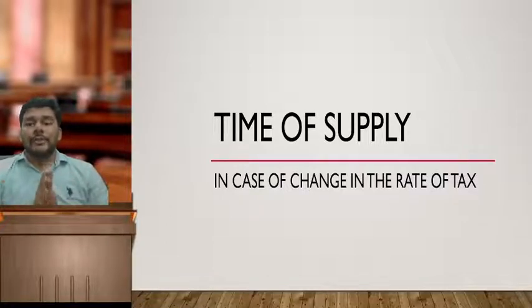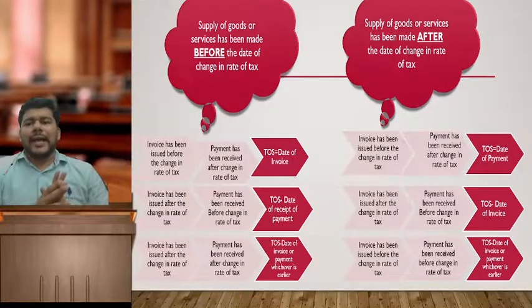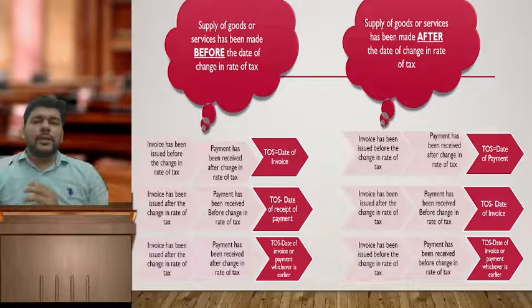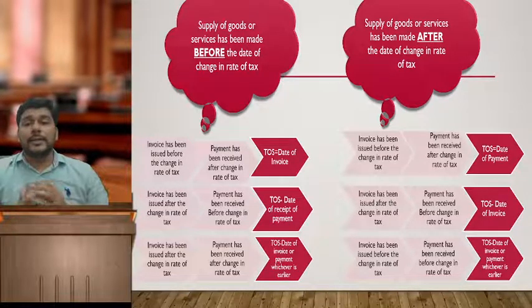In such cases, how exactly will the time of supply be determined, basis which we will be able to identify whether the old rate of tax or the new rate of tax will be applicable? Our basis of understanding is that we are going to look into section 14 of the CGST Act, which deals with the change in effective rate of tax and the implication thereof.